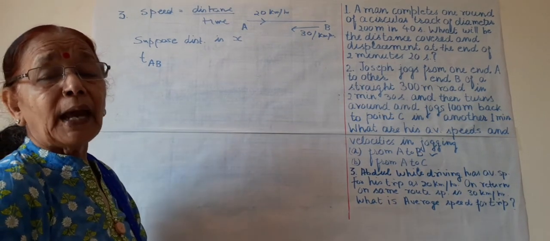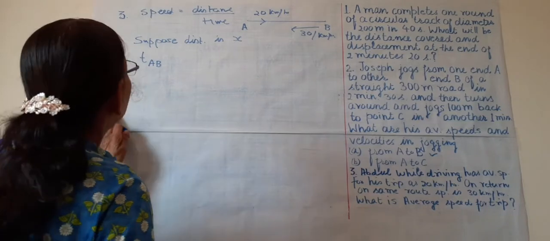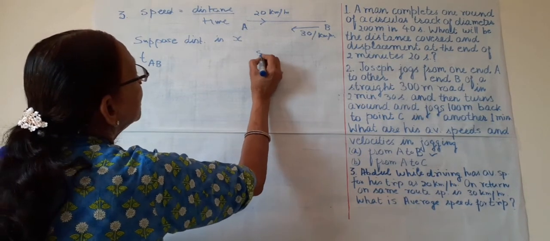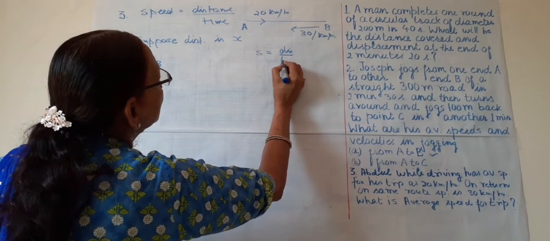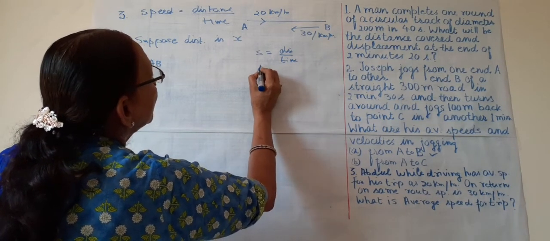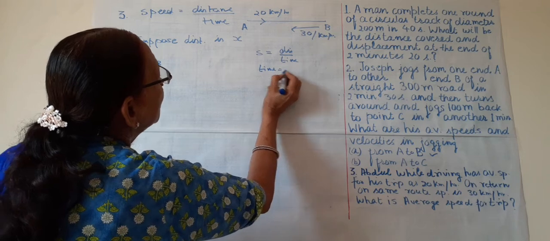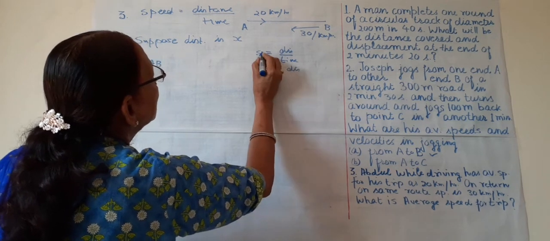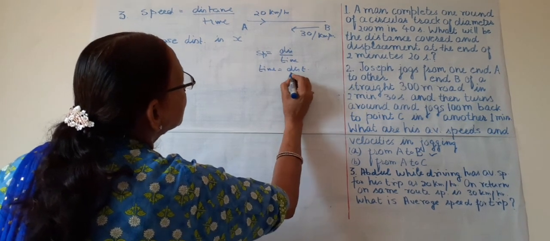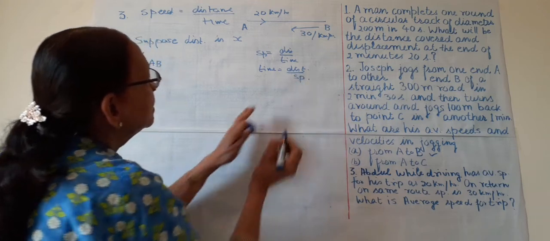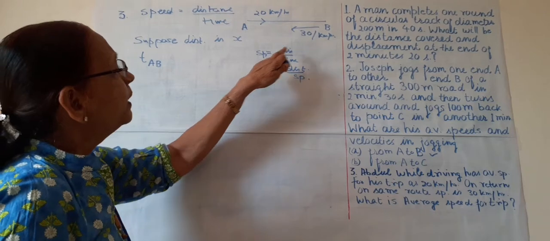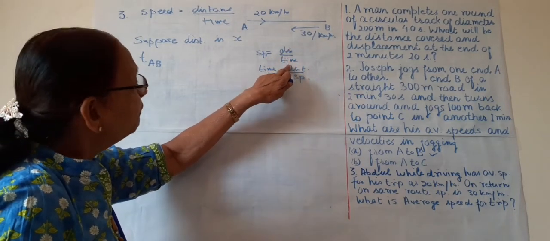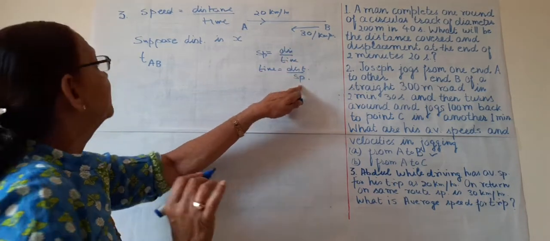How do we calculate time from going A to B? We know speed is distance upon time. So time will be distance upon speed. Distance upon speed. Is it clear? From the same formula we can calculate: speed is distance upon time, so time will be distance upon speed.